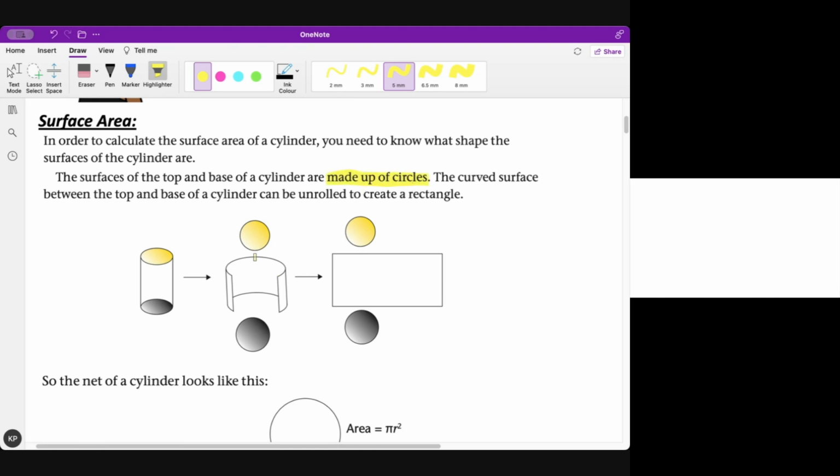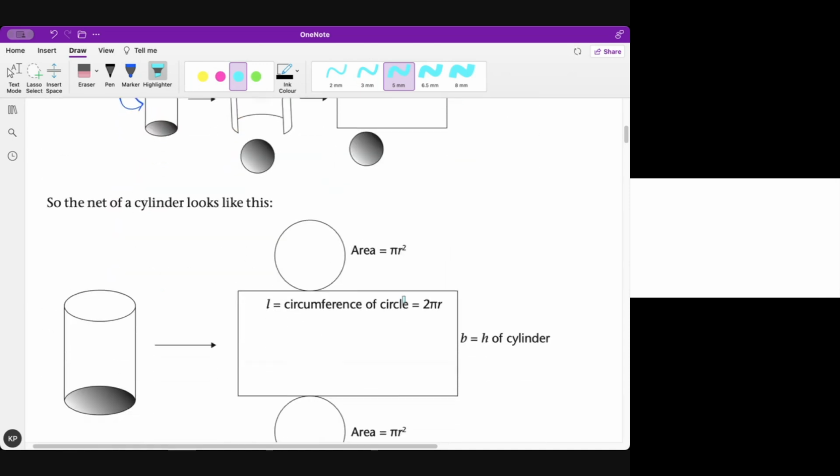And now we speak about the curved part in the middle, which is usually the big problem when it comes to surface area of cylinders. But if you take that middle part, as we are doing over here, let's say you cut a straight line right down and you unroll it, then you can see that it actually makes up a rectangle. So to work out the area of this middle part, we are going to use the formula for the area of a rectangle.